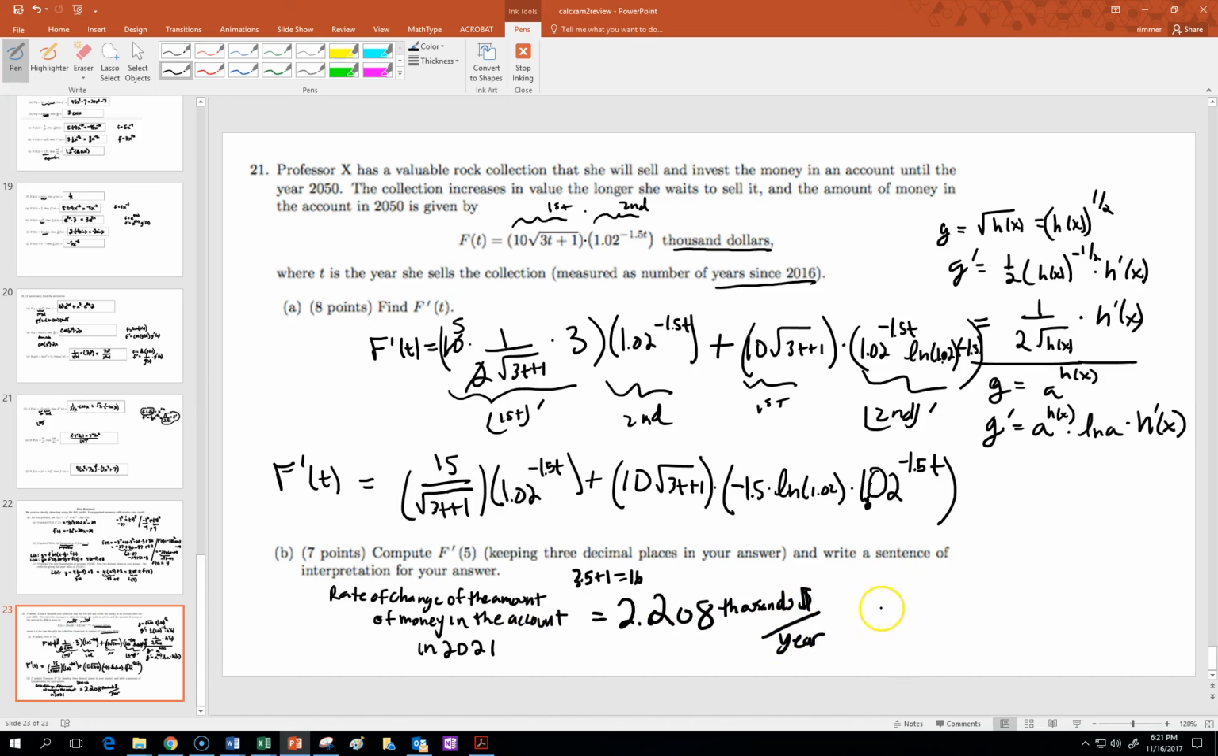So in 2021, your account is increasing by $2,208 a year. You should expect in the next year for your account to go up by that amount. Okay. All right, that's it. All done.